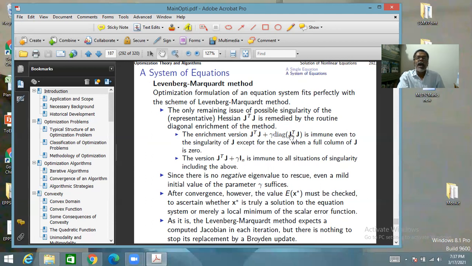Okay. This also can be singular only in a very special condition. After convergence, you must check this. Unless it is 0, it will be a minimum of the function, but not the solution of the original problem, the root finding problem. So this is a must check.